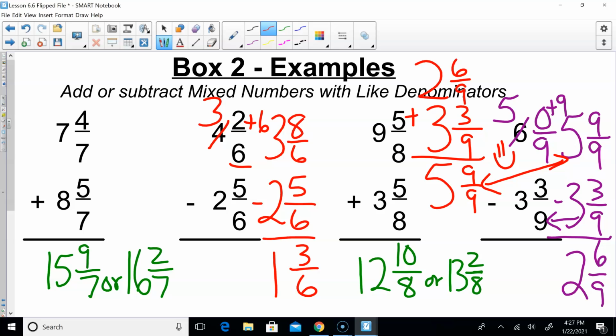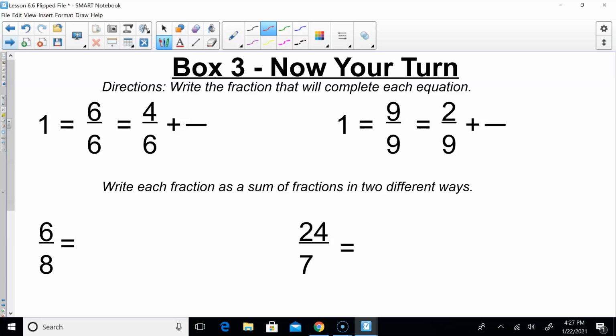So you can pause the video right now, write down these problems, and hopefully you've had some correct answers along the way. Because now it's going to be your turn. Box 3, I want you to complete these ones right now. Answer those questions. Solve all, write out those number sentences. Write them in different ways. You can pause this part of the video right now. Do these problems.